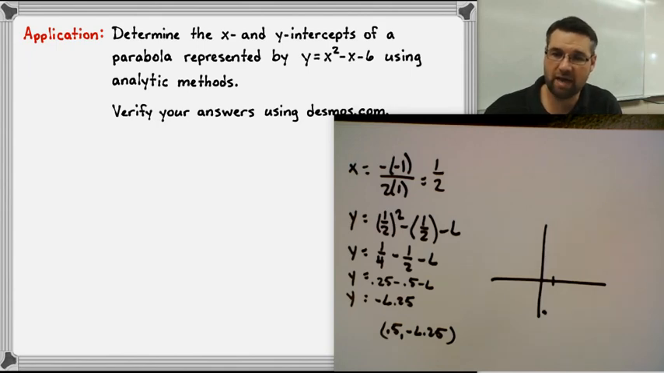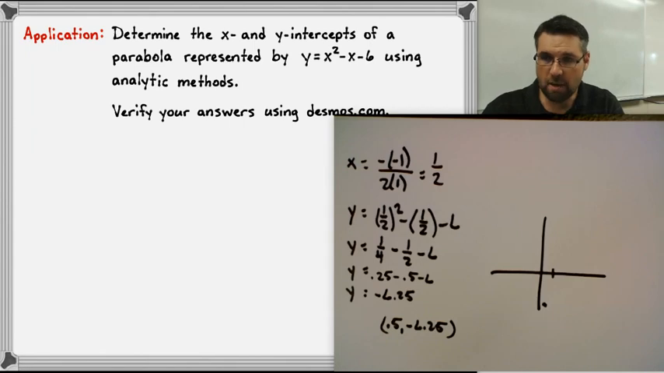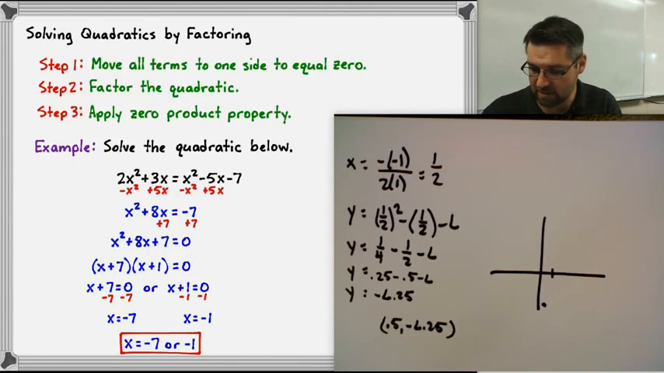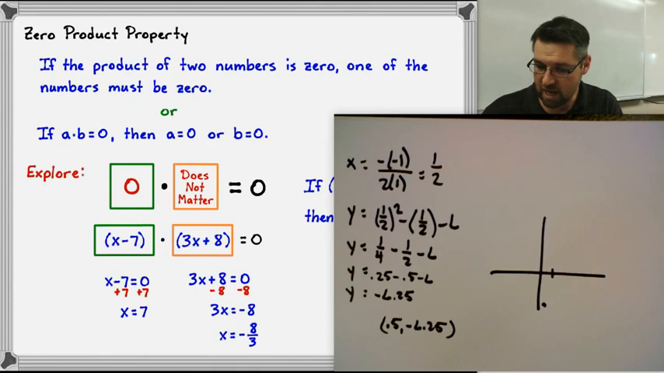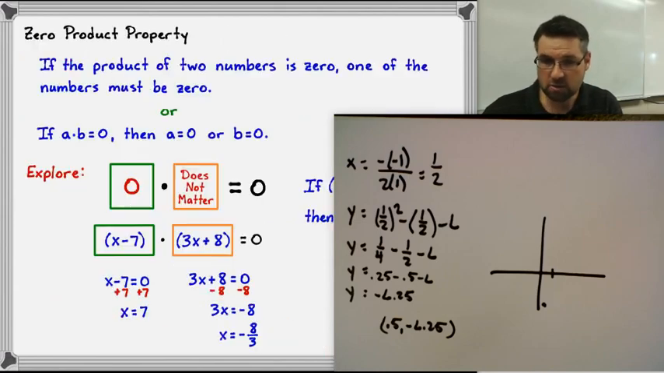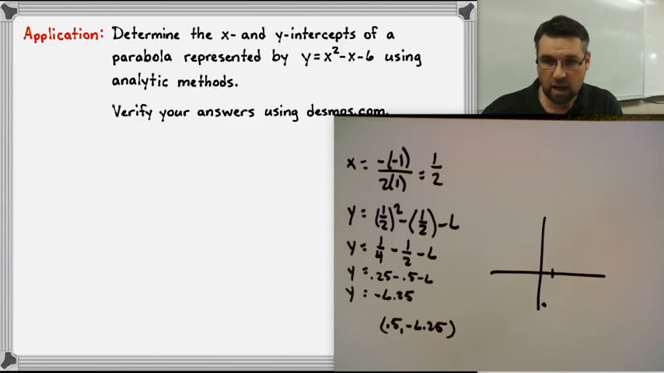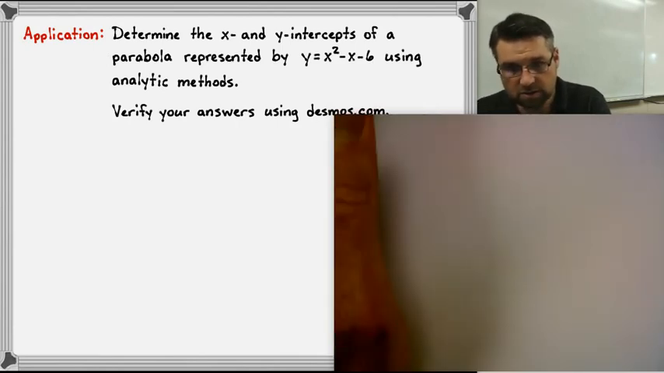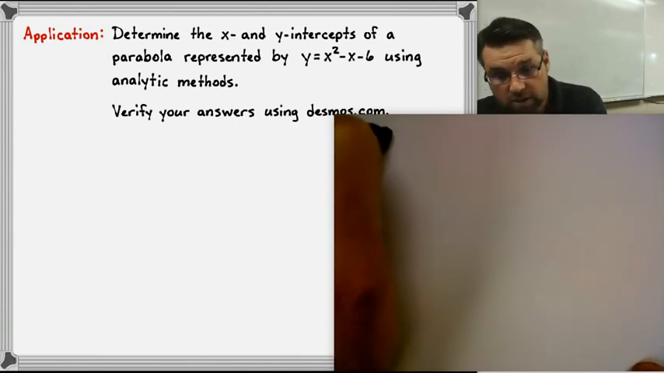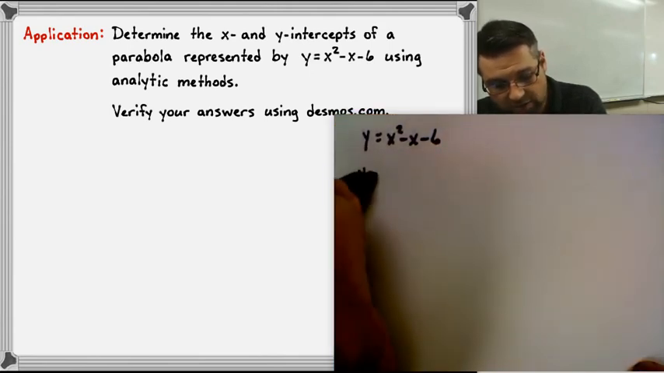So let's go ahead and solve it analytically using the methods that we just learned. Remember from the previous slide, from the first slide, let's go back to that for a second. The very first slide that we talked about, we said, notice the x-intercepts are when y equals 0. The y-intercept is when x equals 0. So let's go back to our problem here and see what we can do with this. We've got y equals x squared minus x minus 6. Well, let's go ahead and find the y-intercept first.